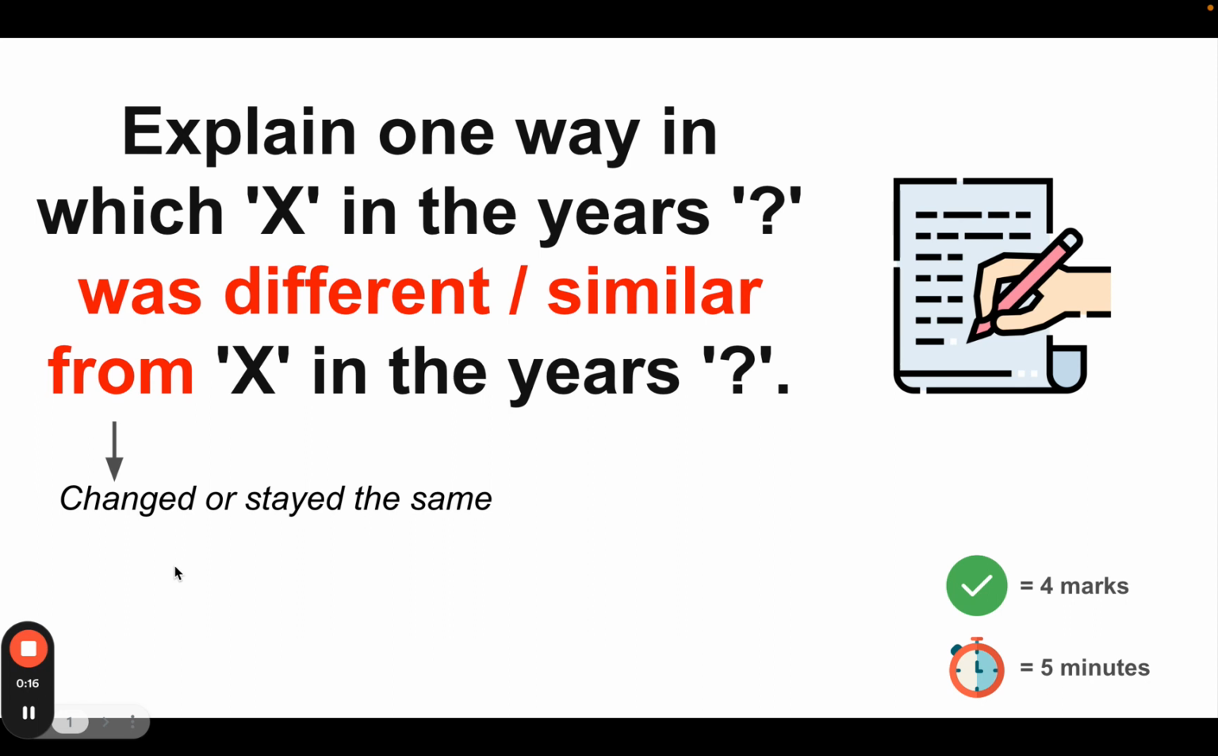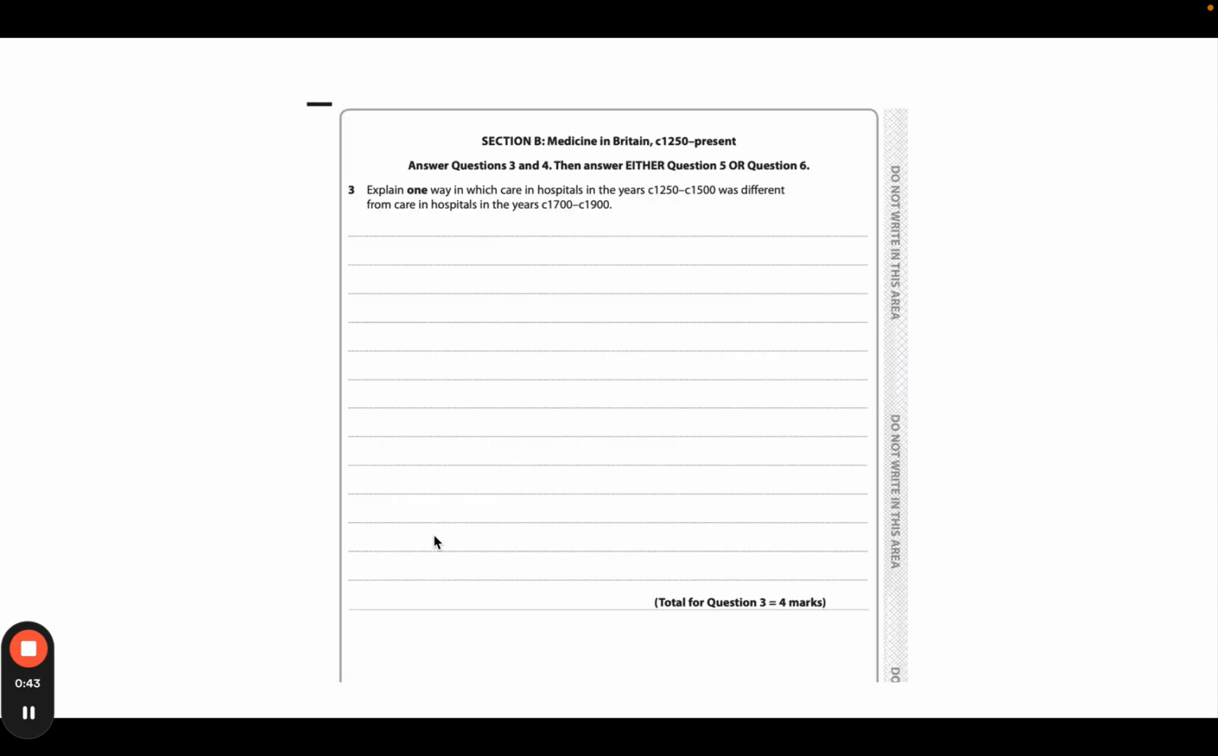Explain one way in which X in the years question mark was different/similar from X in the years question marks. So what this question is going to be asking you to do is look into a theme, which is the X, which is going to provide you with, and say either how it was different between two date ranges or how it stayed the same between two date ranges. So the focus is on continuity or change.